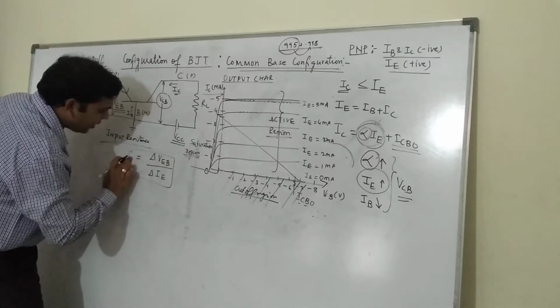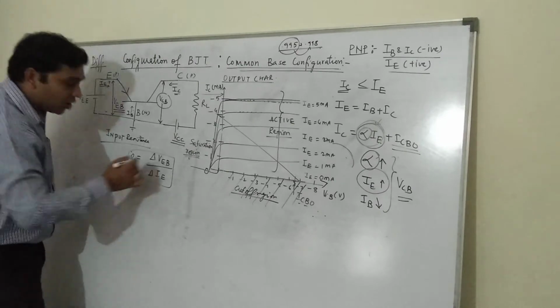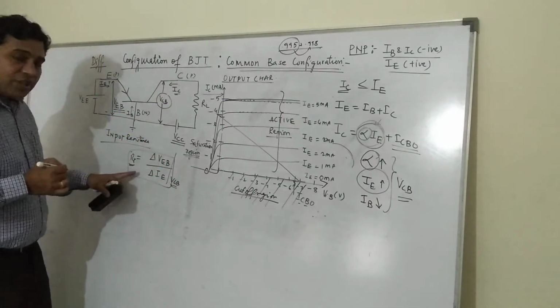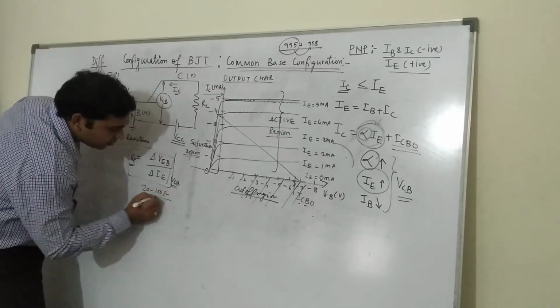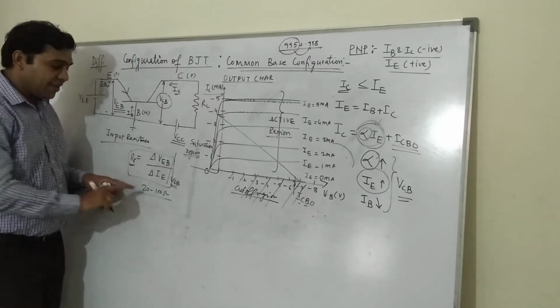So we call it the input resistance, RI, the input dynamic resistance, at constant VCB. The value of this is around 2200 ohm. Very small. The input dynamic resistance of a common base is very small.